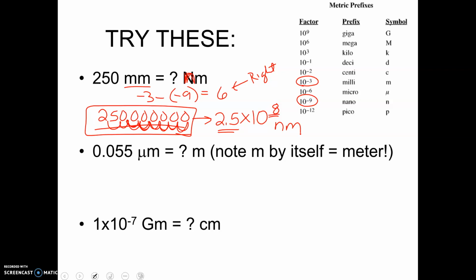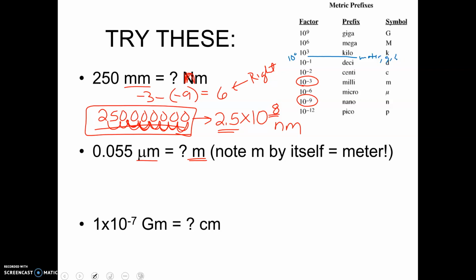Let's look at our second one. So this time we're going from micro. This is just meter by itself. So remember what I told you. Where does meter fall in this table? Meter, I'm going to use a different color here. Meter would be a base unit. It would be here, right where it swaps from being negative to positive. That's 10 to the 0. That's just meter or gram or liter with no prefix.